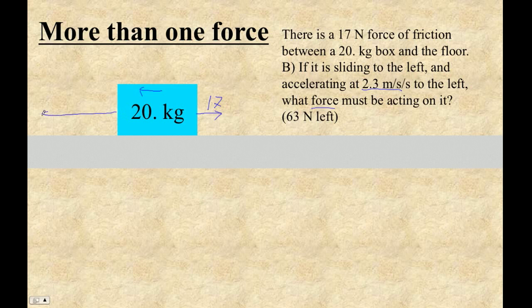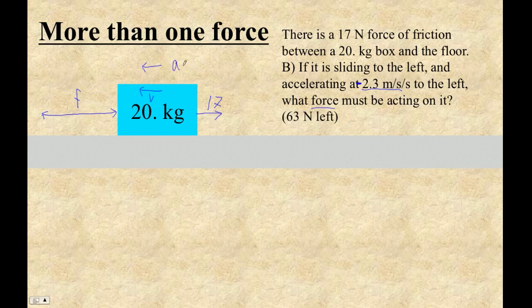This is an unknown force problem, so we coyly pretend we don't know which way it is. So here's some unknown applied force, and we know that it's accelerating to the left, so that's going to make this a negative acceleration. Not only is it sliding, our velocity is to the left, but our acceleration is also to the left. So it's accelerating in the direction of this applied force, and it's going faster and faster. So that force must be to the left and bigger than 17.